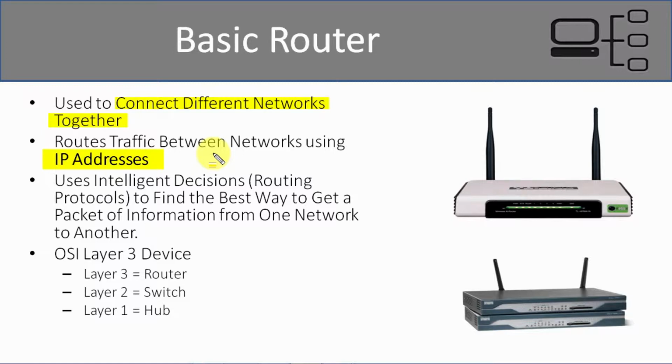We're not going to talk about how all these different routing protocols work, but just understand that routers use what we call intelligent decisions. And when we're talking about intelligent decisions, we are talking about using different routing protocols. So there's a number of different routing protocols in place that routers can use, and based upon the scenario and how the network administrator feels is the best way to set up their network, they will choose a specific type of routing protocol. And what the routing protocol is going to do, in a nutshell, it's going to find the best way to get this packet of information from one network to the other.